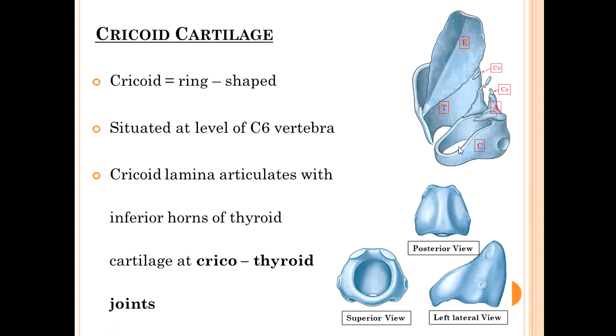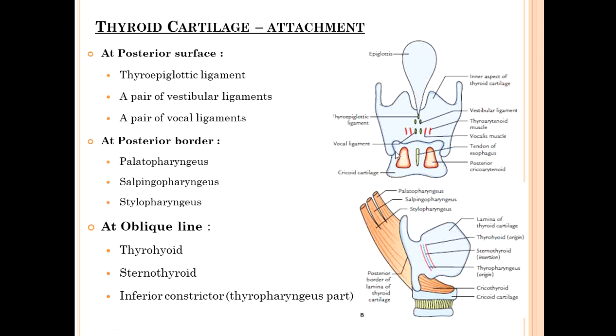Then the second cartilage is this ring shaped cartilage, known as the cricoid cartilage, situated at the level of C6. It has a lamina which articulates with the inferior horn of the thyroid cartilage, forming a joint known as the cricothyroid joint. Here you can see the lamina of the cricoid cartilage and the inferior horn of the thyroid cartilage. This is the cricothyroid joint.